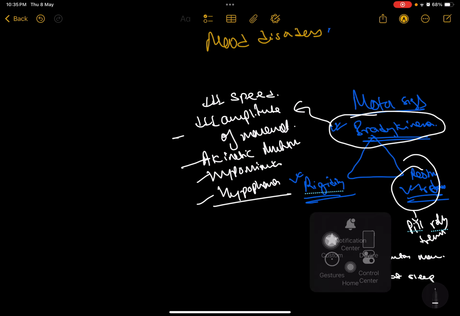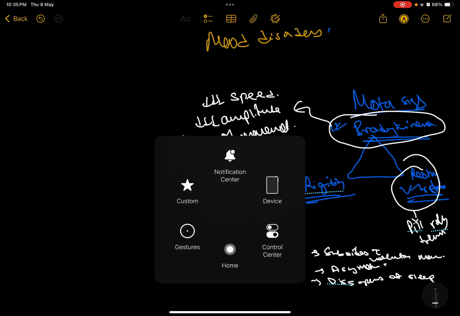Okay, so resting tremor is a pill rolling type of tremor. It subsides with voluntary movement, it is asymmetrical, and it disappears during sleep.